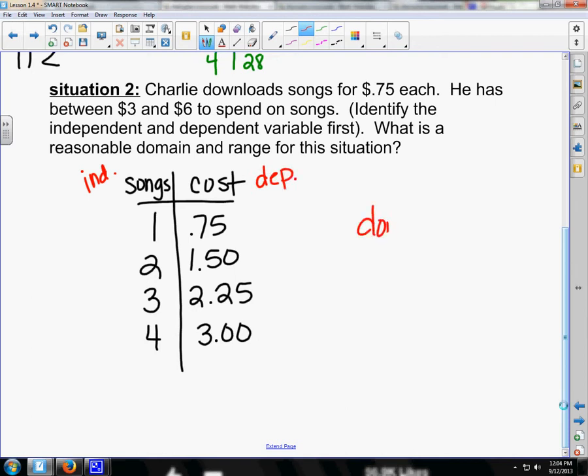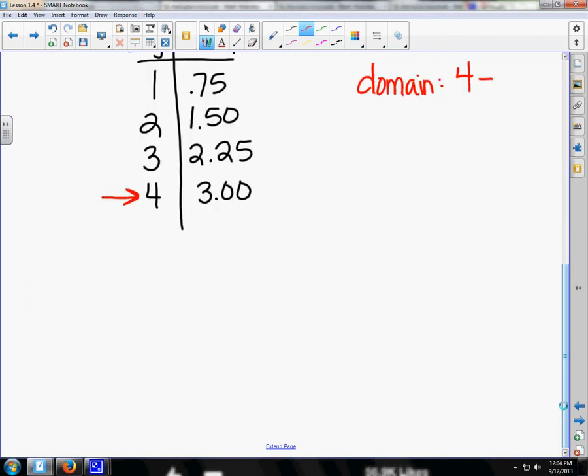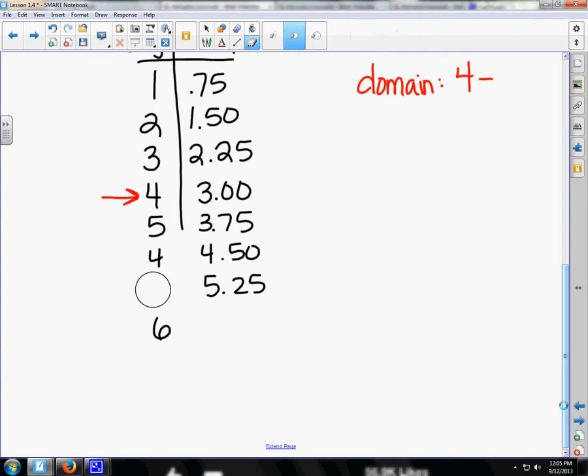So my domain, which they told me, is he has $3 and $6 to spend. So he has between $3 and $6. So I know he's going to buy at least 4 songs. So my domain would go 4 to, and then I have to find out how much $6 would be. So if 5 is $3.75, 6 is $4.50, 7 is $5.25, 8 is $6.